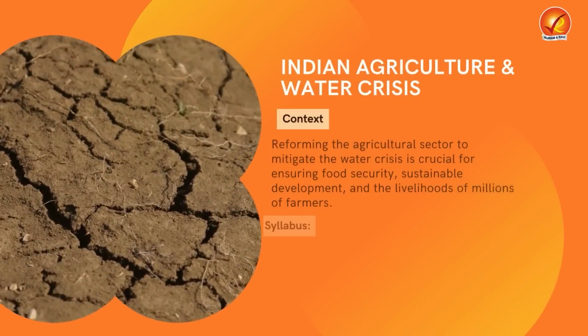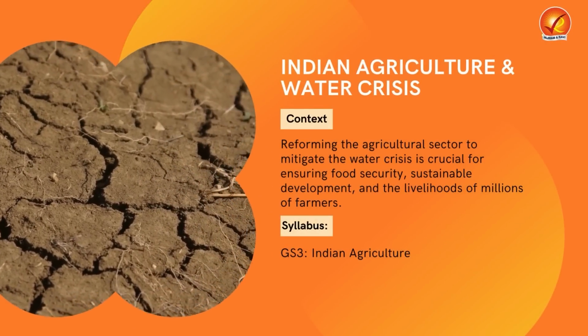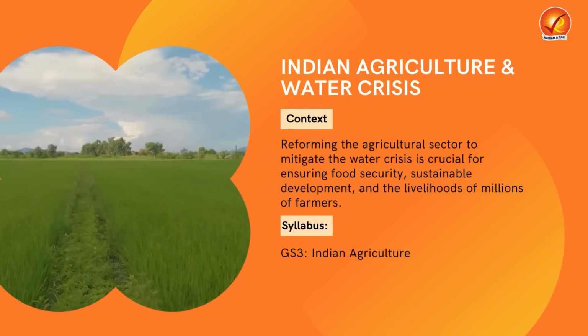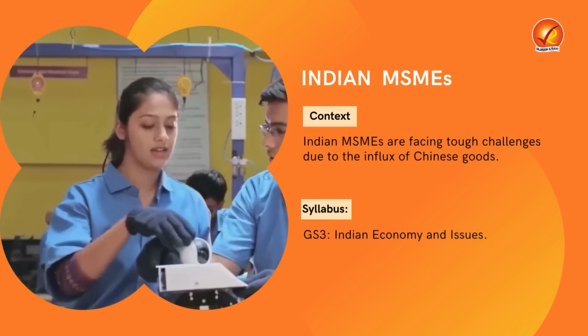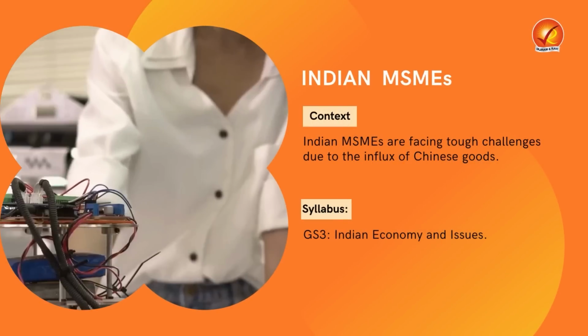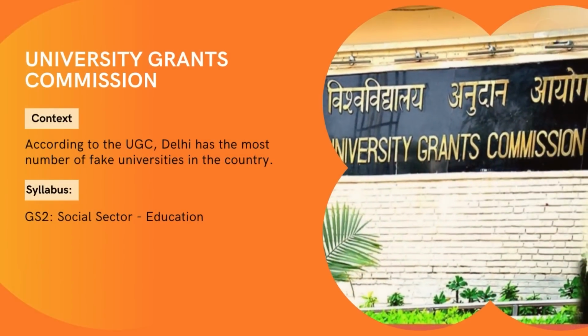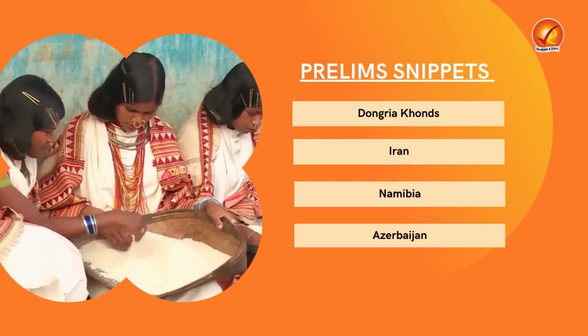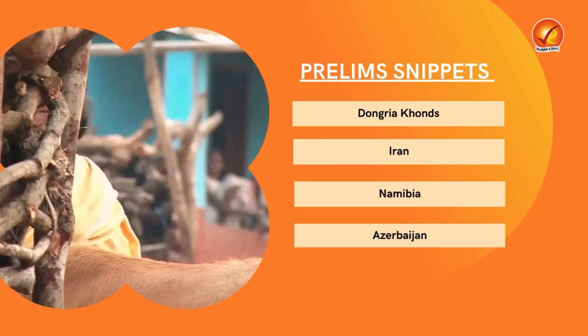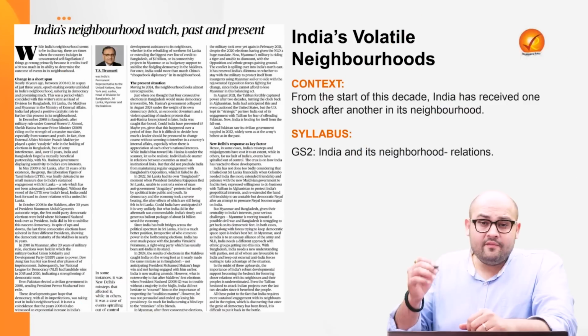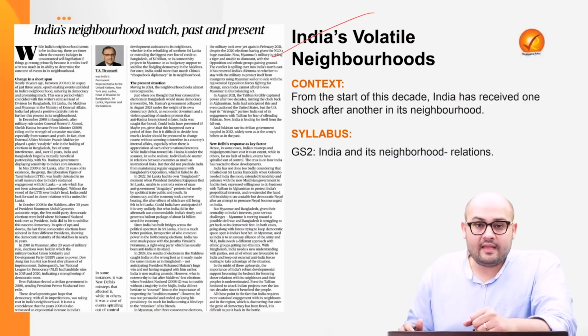In the next article, we'll have a discussion with respect to the unsustainable practices in Indian agriculture, which have aggravated the water crisis. In the next article, we'll discuss the importance, the challenges, and the way forward with respect to the MSMEs of India. In the fifth article, we'll discuss the University Grants Commission. Finally, in the Prelims Snippets section, we'll have a look at some of the very important articles for the preliminary exam. So the very first article is about India's volatile neighborhoods.